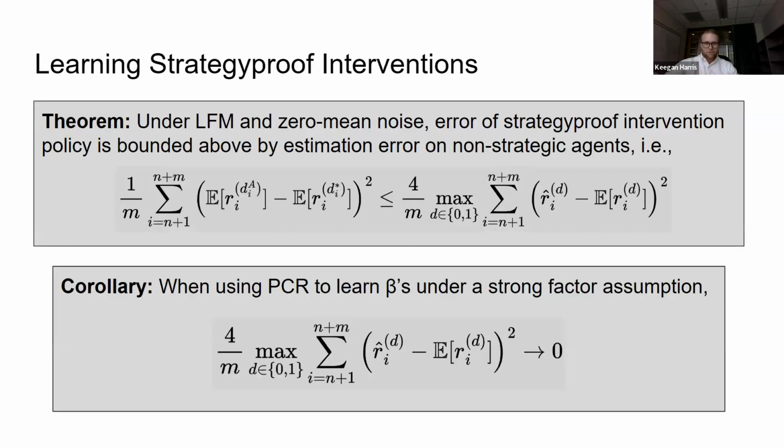And we can make that formal. So specifically, when we use principal component regression to learn these linear relationships, then under a strong factor assumption, this term on the right-hand side, this estimation error term, goes to 0. And just a quick remark on PCR, it's a very popular technique for so-called error-in-variables regression.